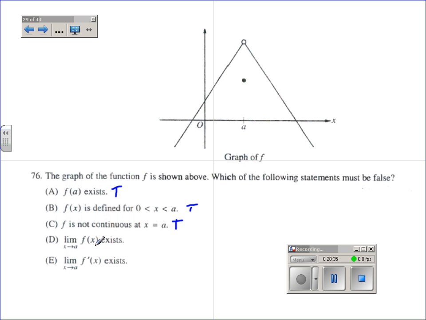The limit as X goes to A exists. That's true because the limit from left and right exists. If I approach the same thing, the limit, we don't know anything about F prime. F prime of A does not exist. So the limit as X goes to A, F prime of A doesn't exist. So let's see.